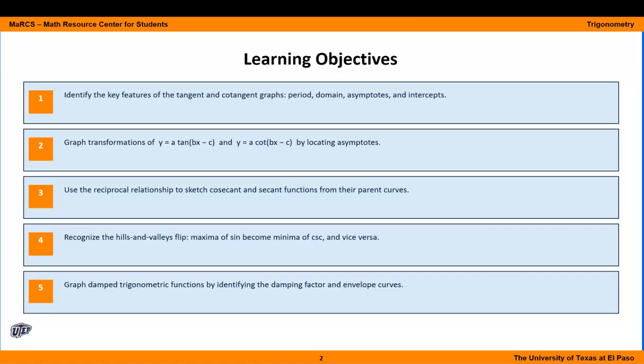By the end of this lesson, you should be able to identify key features of tangent and cotangent graphs, including their period, domain, asymptotes, and intercepts. You should be able to graph transformations of tangent and cotangent functions by locating asymptotes and key points. Use reciprocal relationships to sketch cosecant and secant functions from sine and cosine. Recognize how maximum and minimum values flip when taking reciprocals. And understand how damped trigonometric functions behave using envelope curves.